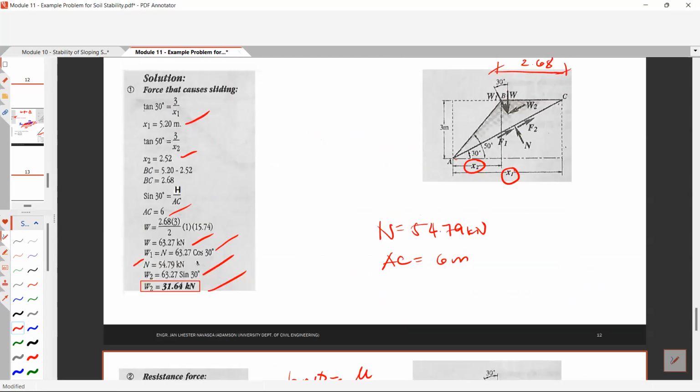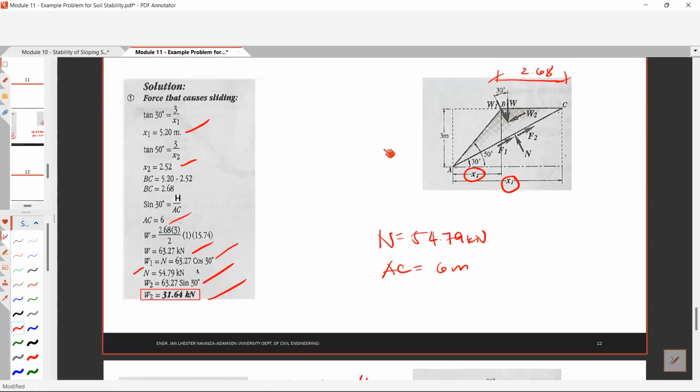Okay, so the summary of our solution for a finite slope: number 1, determine the length BC. If you determine the length BC, you can now solve for the total weight W. And if you solve for the total weight W, you can now solve for W1 and W2, which are W cosine theta and W sine theta. W sine theta is the force that will cause sliding. W cosine theta is equal to the normal force. You also need to solve the length AC along the potential failure plane.